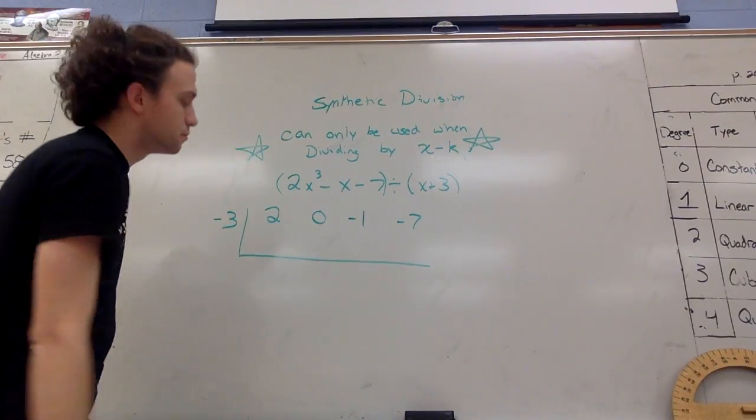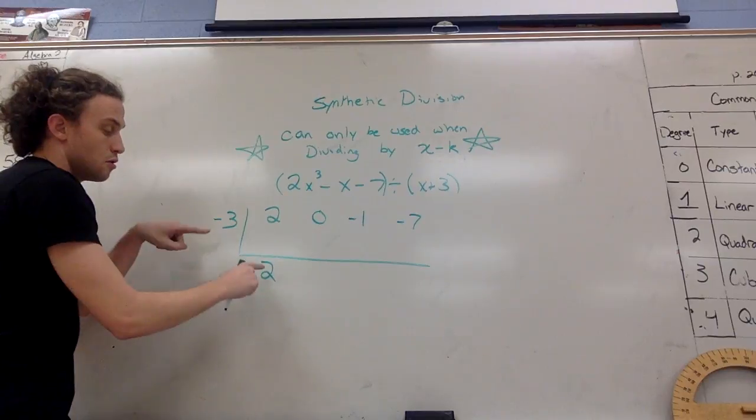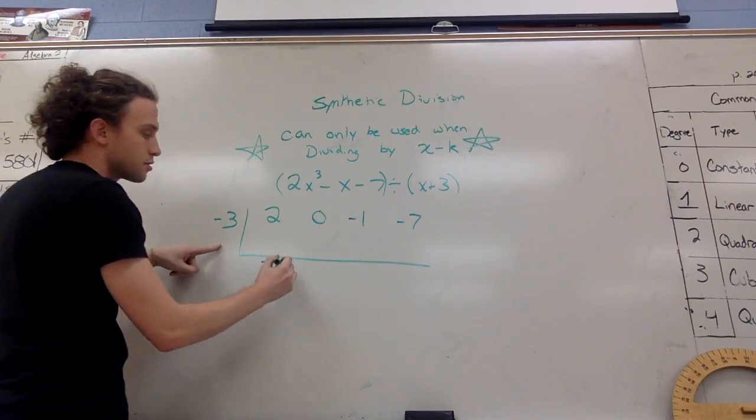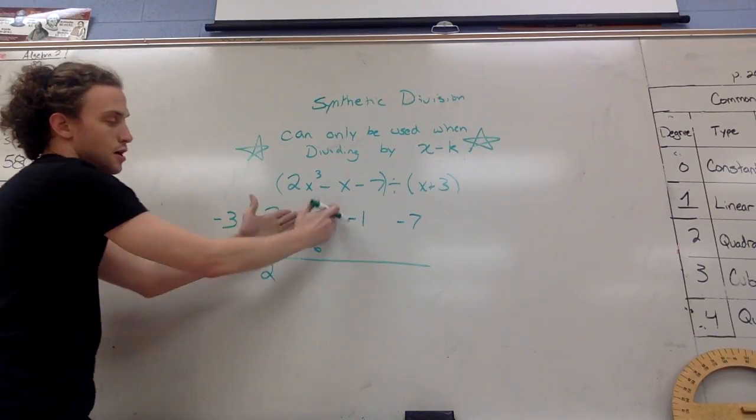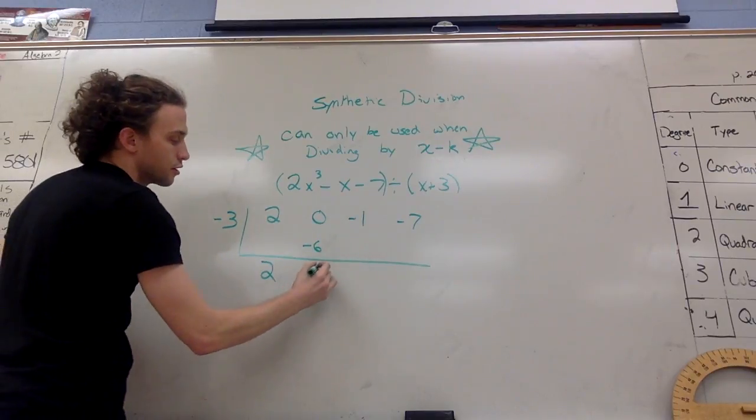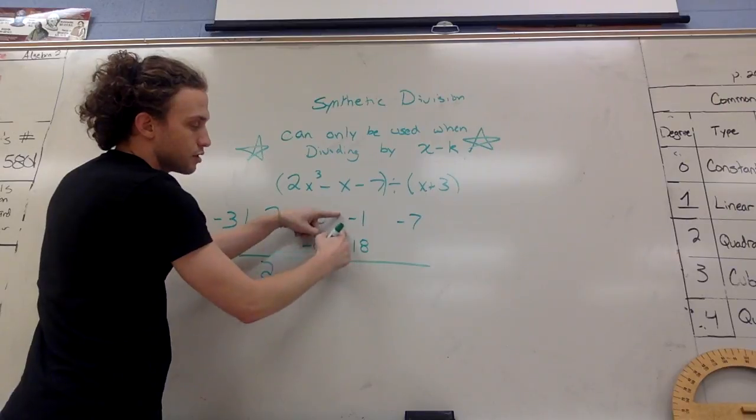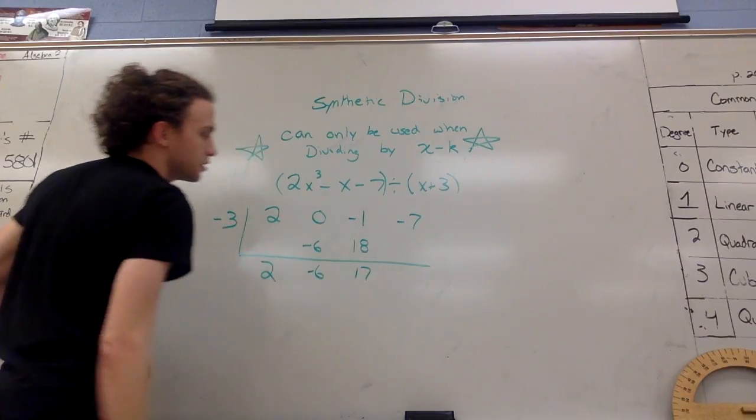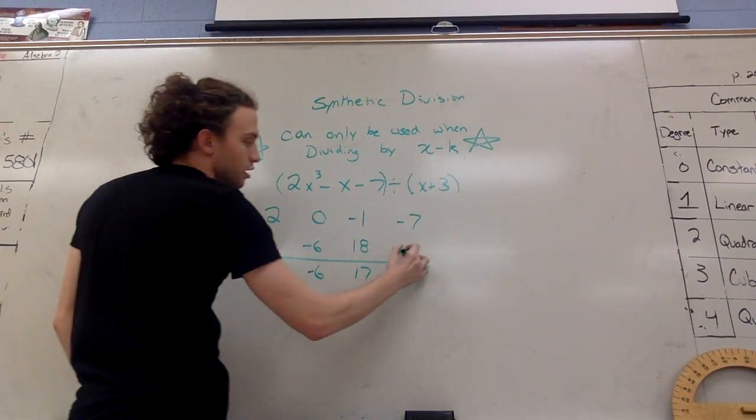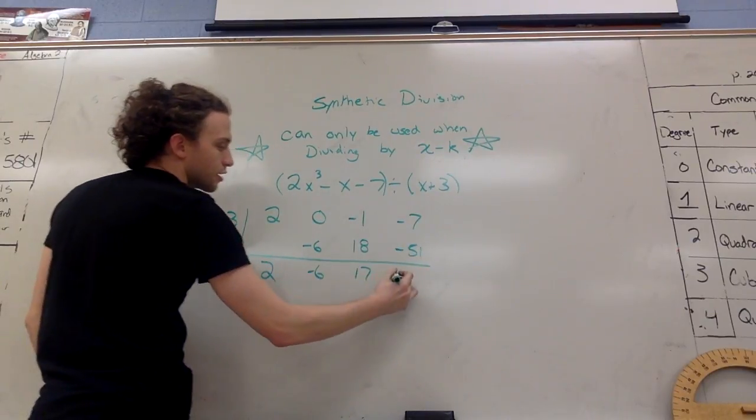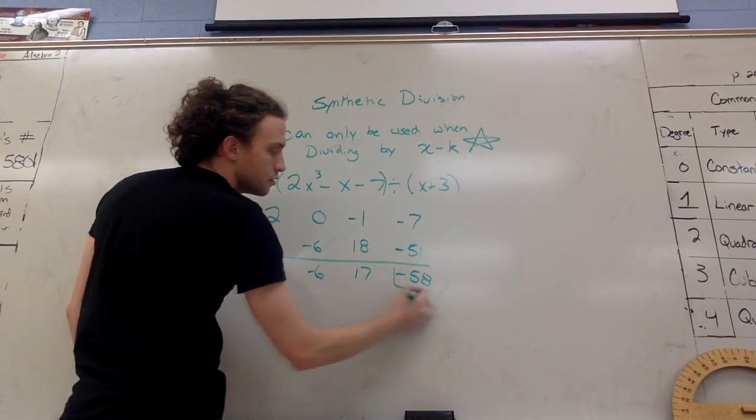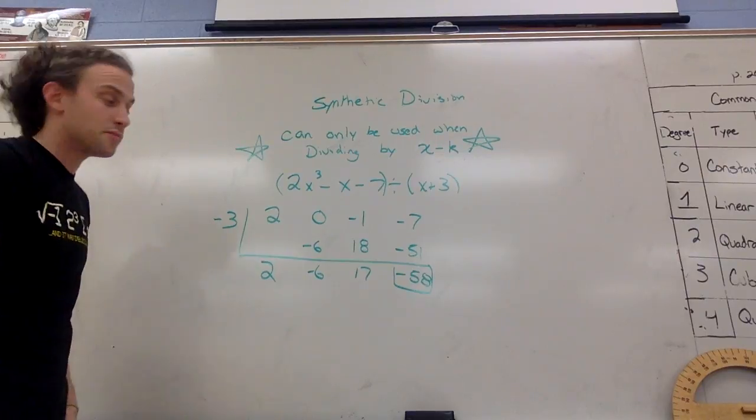Bring down the first number, 2. Multiply these two together, I get negative 6. Put that here. Add straight down, negative 6. Multiply these together, I get an 18. Add straight down, 17. Multiply these together, I get a negative 51. And then I get a negative 58. Okay. Nice, simple, nice, easy.